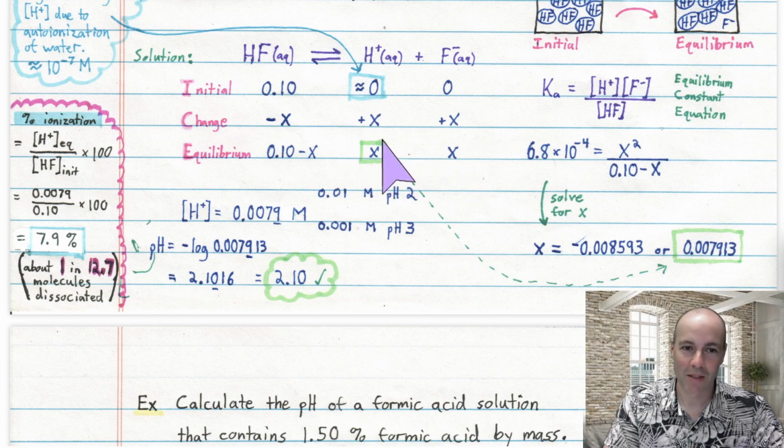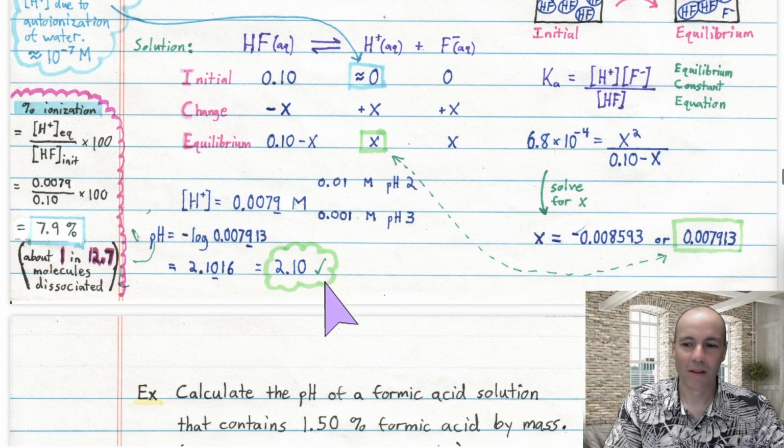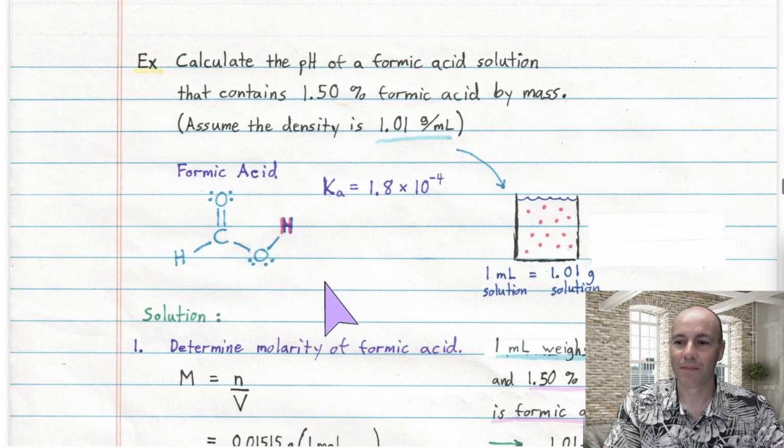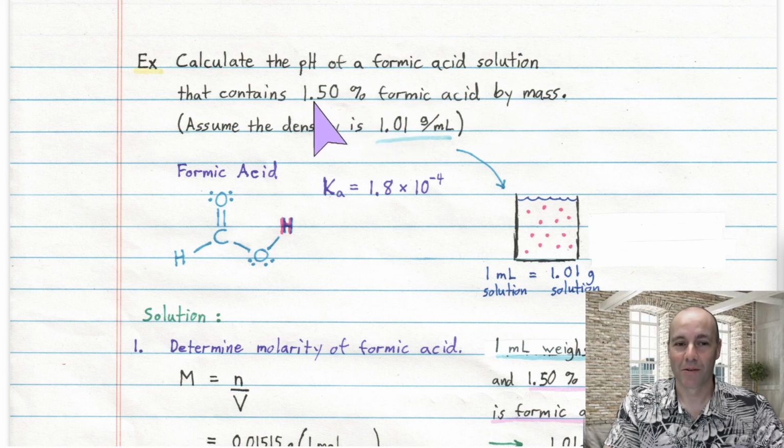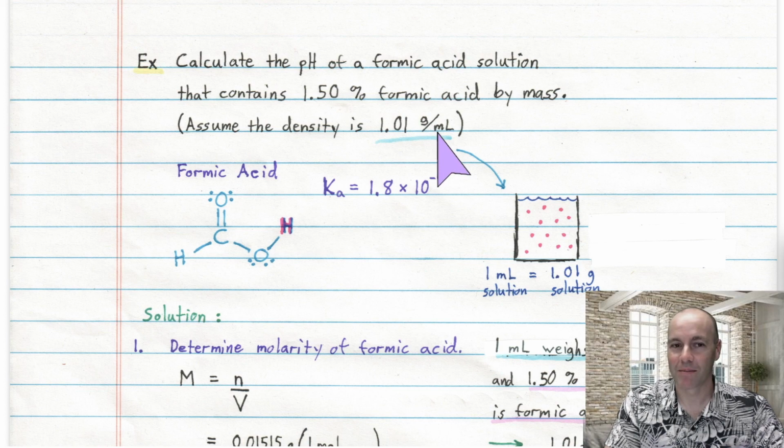The ICE table is a great technique, and once you know it, you can then quickly calculate the pH. Let's do one more example of a weak acid. Suppose you're asked to calculate the pH of a formic acid solution that contains 1.5% formic acid by mass. So you're told the mass percent here, and assume the density is 1.01 grams per milliliter.